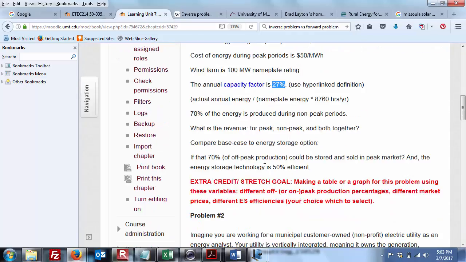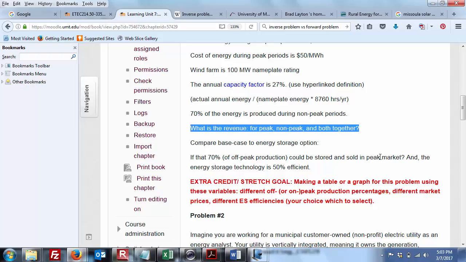Okay, 70% of it is produced during non-peak hours, which is kind of bad news, because you'd like to be making electricity while people demand it, but only 30% of your energy is made while there's demand. The other 70% is when the lights are off and people are sleeping. Okay. What's the revenue for peak, non-peak, and both together? So, pretty simple, straightforward. Compare the base case to the energy storage option. Okay, so if that 70% could be stored and sold, how well could you do?